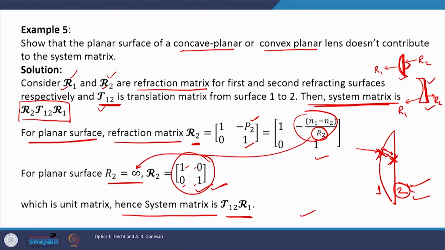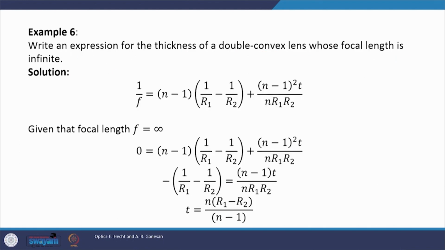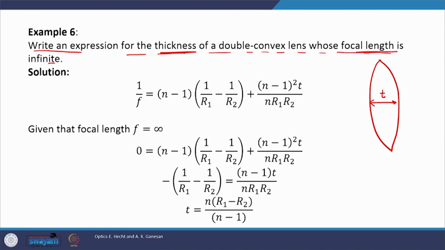Now we will move to the next problem, which states: write an expression for the thickness of a double convex lens whose focal length is infinite. We have a double convex lens, and it is asking for its thickness. It means it is a thick lens. What is given? It is given that the focal length of this double convex lens is infinite, f is equal to infinity.